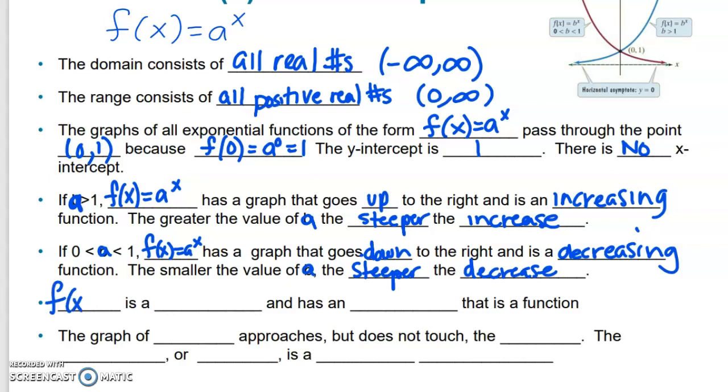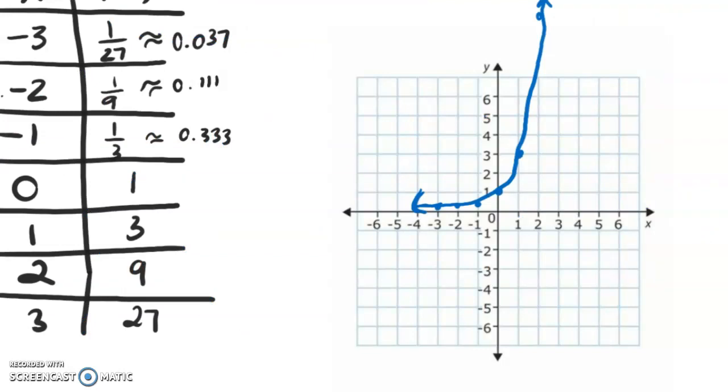Also, our exponential function is a one-to-one function. And if it's a one-to-one function, then it has what's called an inverse. In order to be a one-to-one function, let's go back to our whiteboard. First of all, it has to be a function, so it has to pass the vertical line test. This one does. But in order to be a one-to-one function, it has to pass the horizontal line test.